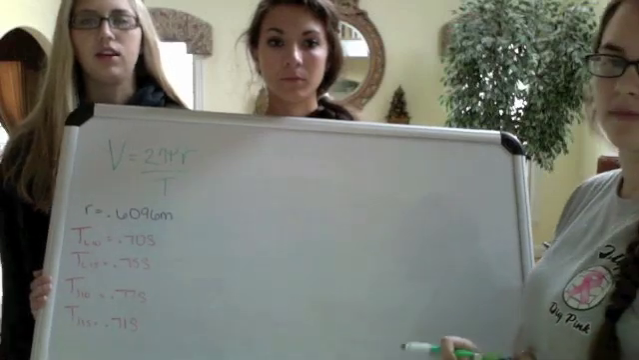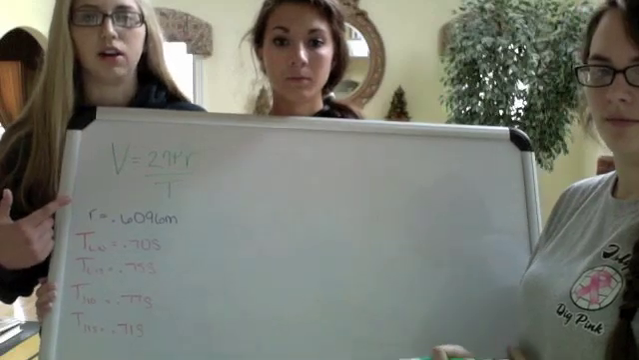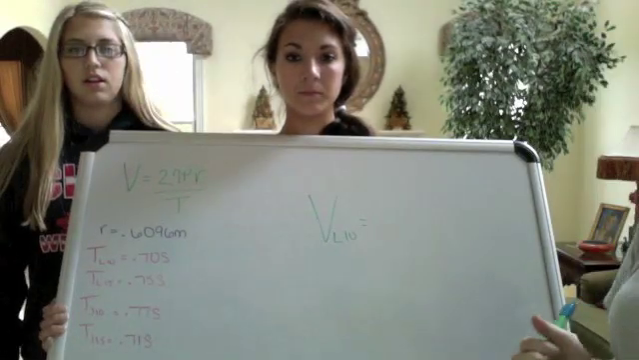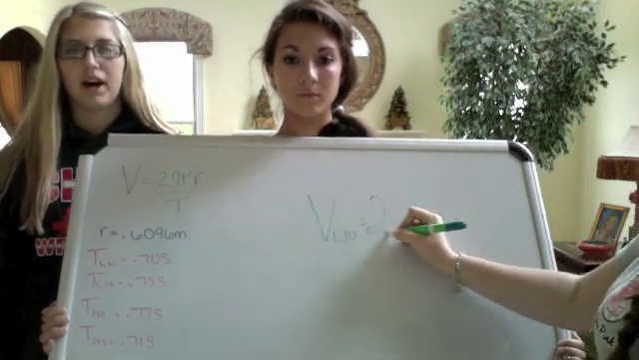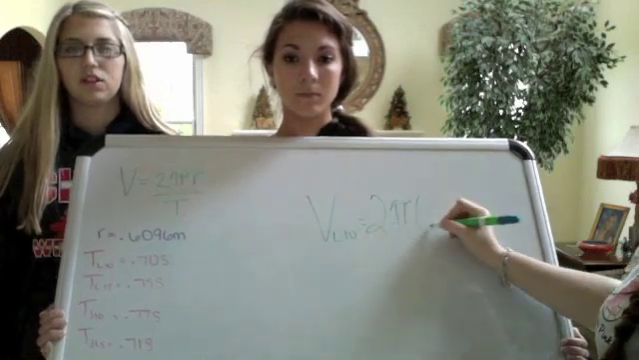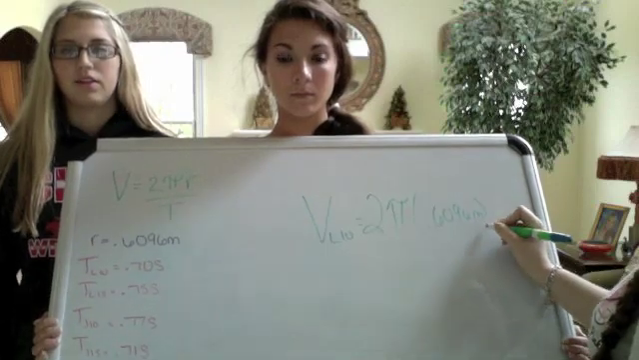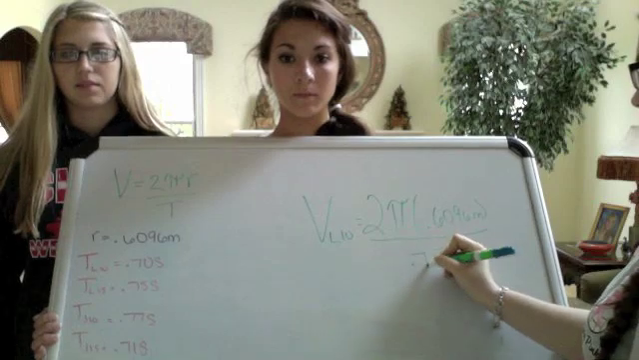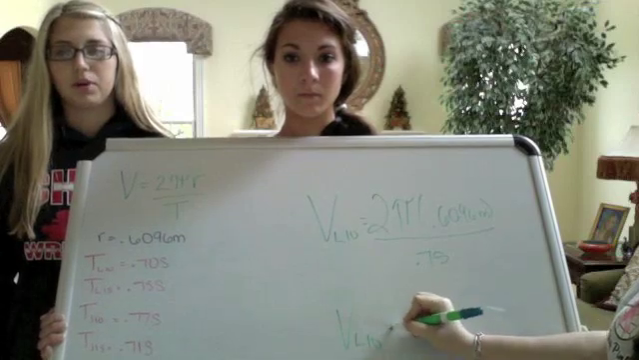To find velocity, use this equation. Velocity equals 2 pi r divided by time. To find Lindsay's velocity in 10 seconds, you multiply 2 pi and 0.6096 meters, then divide that by 0.7 seconds, and you get 5.5 meters per second.